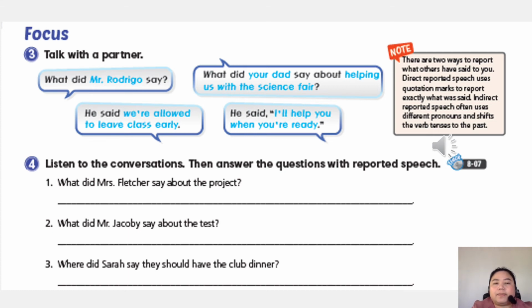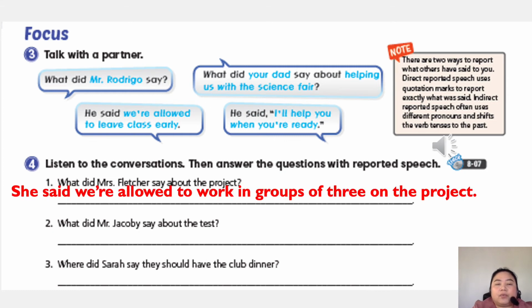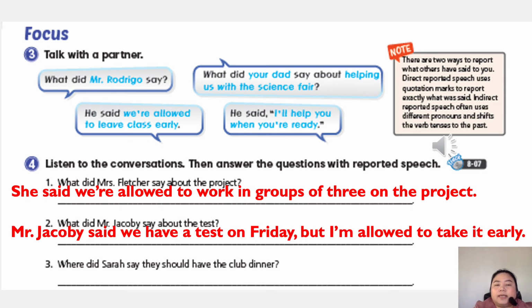Okay, so what did Mrs. Fletcher say? She said, we are allowed to work in groups. She said, you are, but in the reported speech, we will change you to we. She said, we are allowed to work. So we take the marks out. What did Mr. Jacoby say? Mr. Jacoby said, we have a test on Friday, but I am allowed to, and so on.